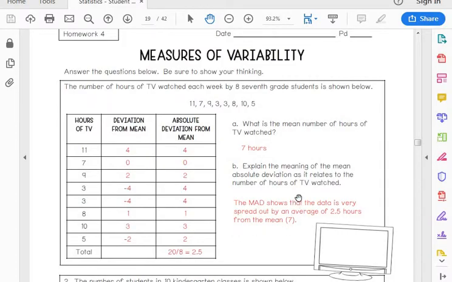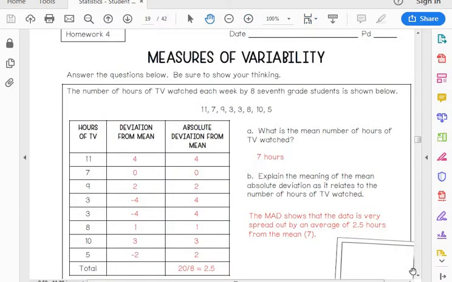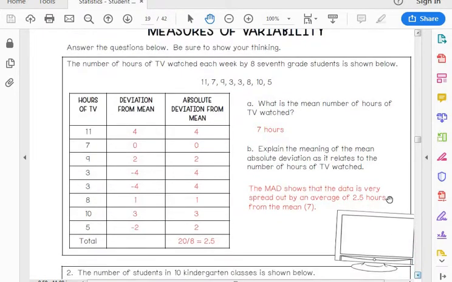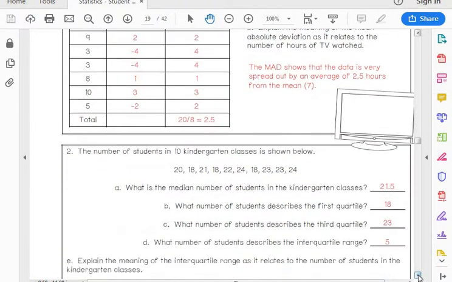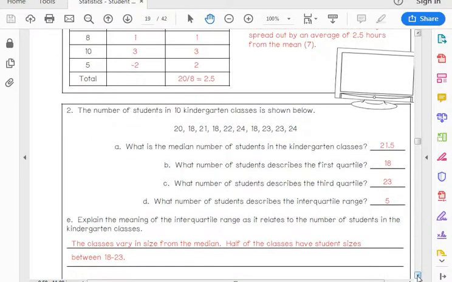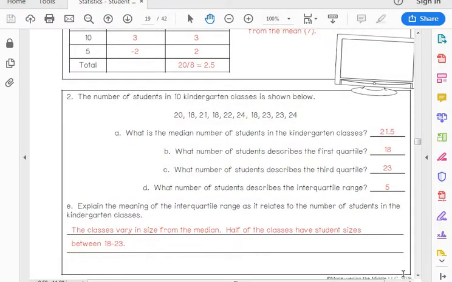So zoom in here. Here are your homework 4 solutions. Here's the first part. And then scroll down to number 2 for the second part. You may need to pause this at various spots to check.